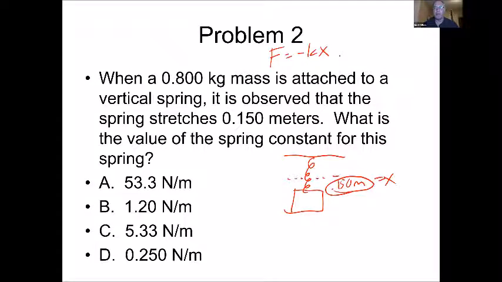Somebody help me out. What's the value of F going to be in this problem? 8. Yeah, it's going to be the weight of the box. So let's solve this equation. Let's solve Hooke's law for K. So F over X is going to equal K.